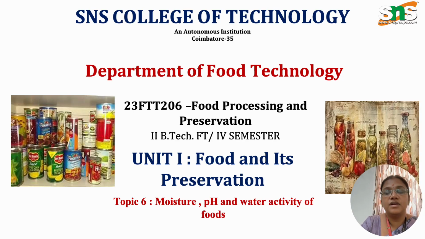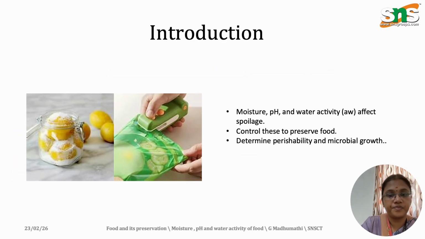Hi everyone. So in this video, let's continue the same preservation techniques with the role of moisture, pH and water activity of the foods. The main spoilage of the food will be due to three main factors: moisture, pH and water activity of the food. So coming to the first, moisture content.